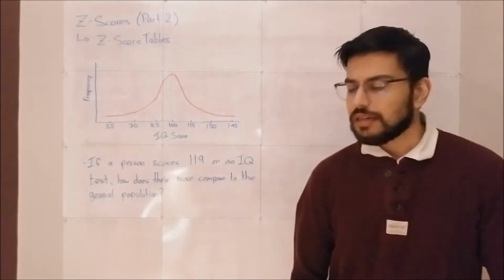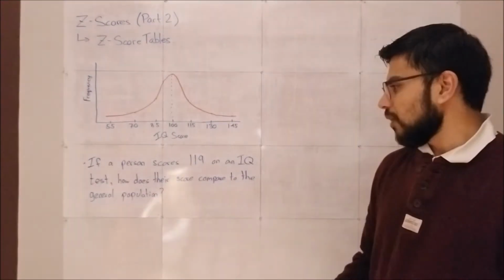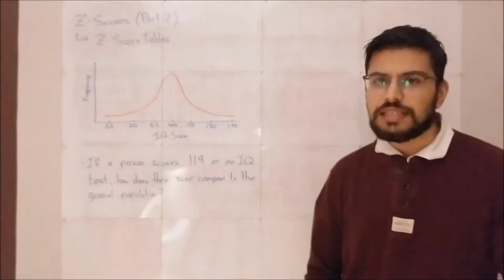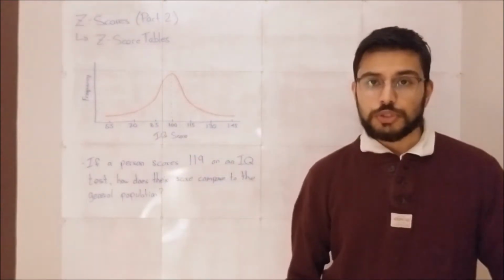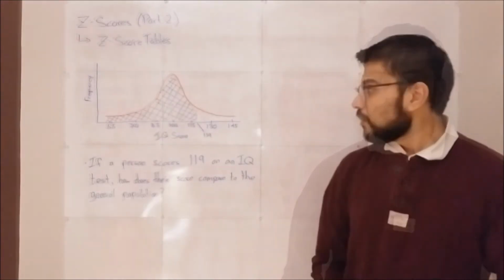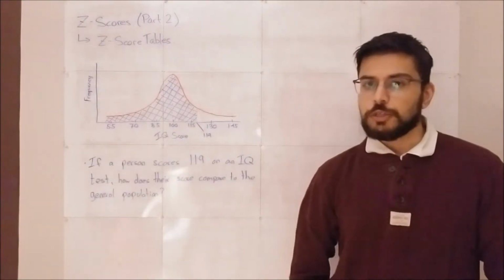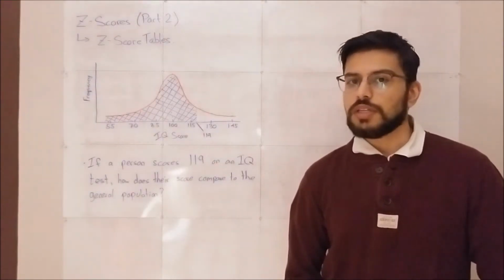What does that mean? Compared to the general population, how much greater or less than is that value? And just so you can see what that means on our normal distribution, I'm going to shade all the values that are less than 119. There we are. So that's approximately 75% of the curve. So 119 is about in the 75th percentile.